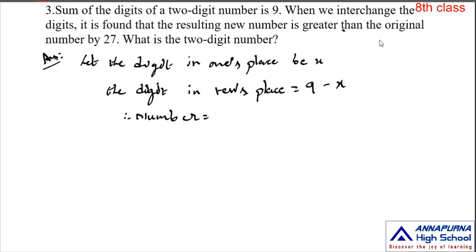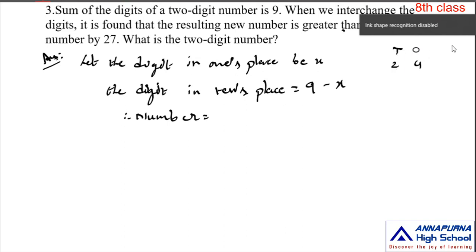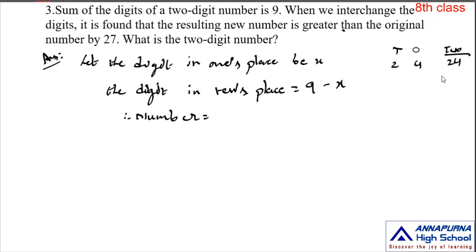Generally, if you take 4 in ones place and 2 in tens place, what is the two-digit number? It's 24. And if you take 6 in ones place and 3 in tens place, what is the two-digit number? 36. But here we have taken the digit in ones place as x and the digit in tens place as 9 minus x.